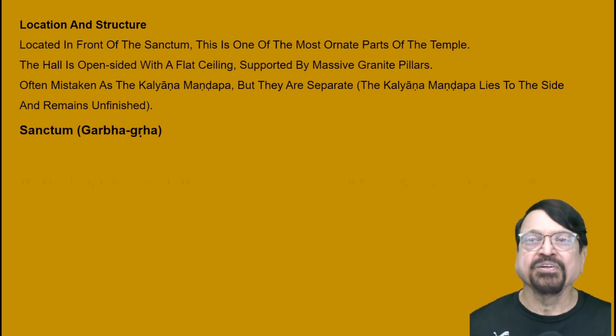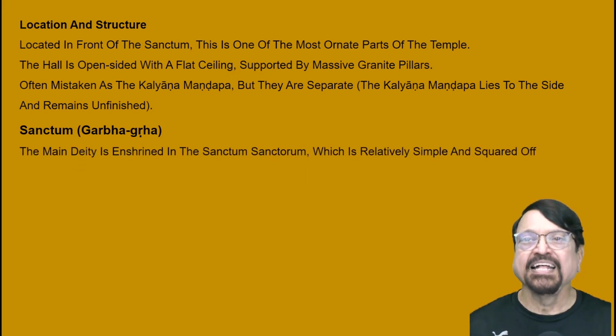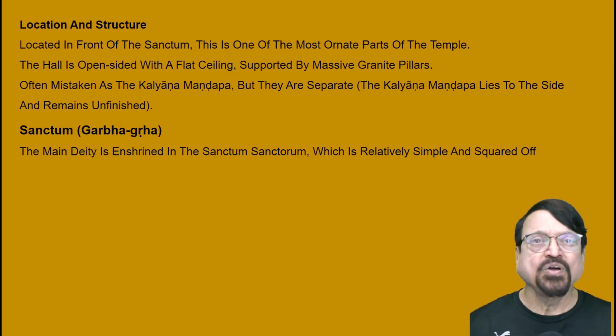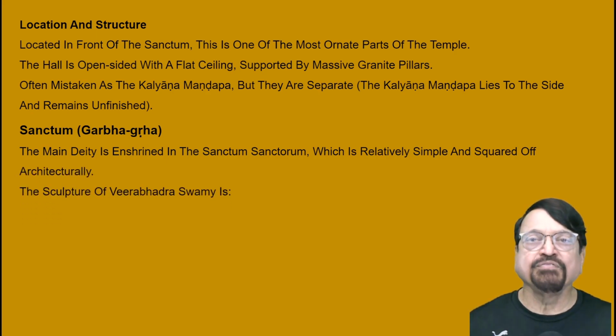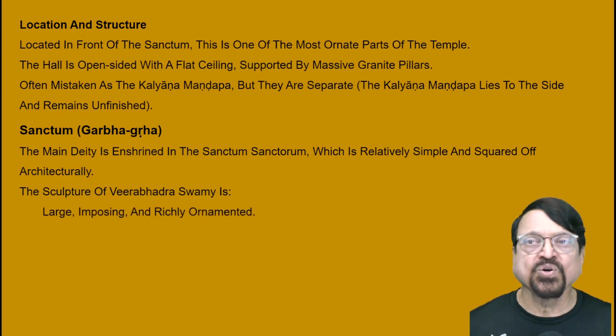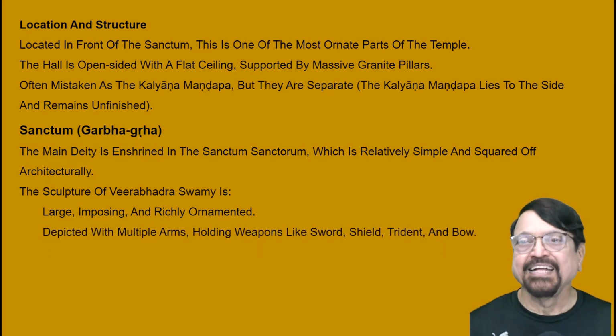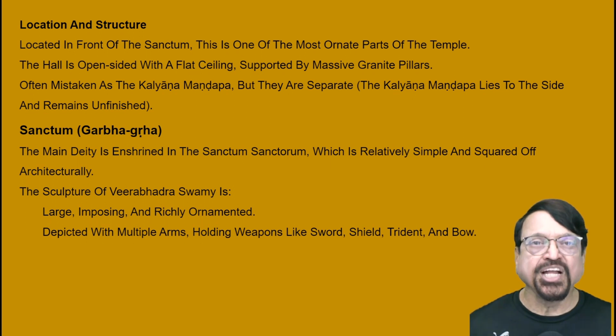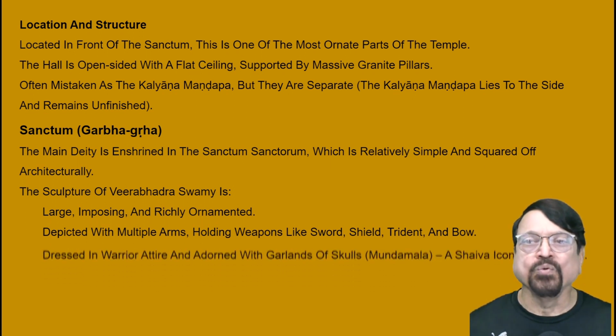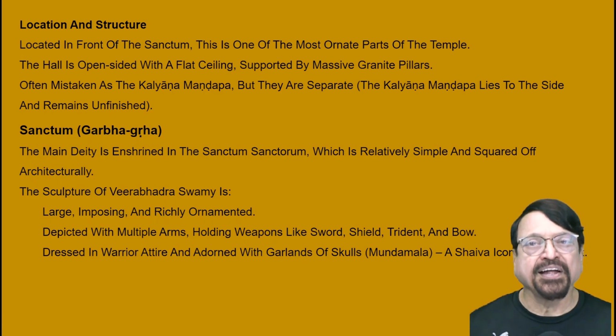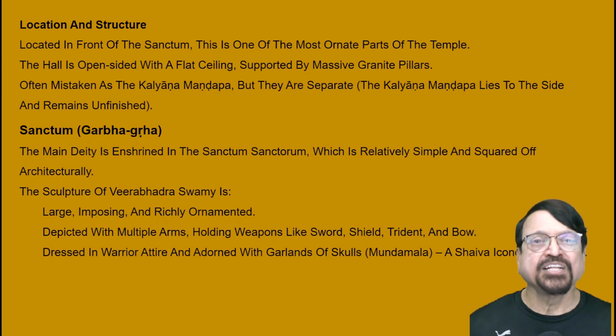Then the sanctum is the Garbhagriha, the main important thing because the deity is here. The main deity is enshrined in the sanctum sanctorum, which is relatively simple and squared off architecturally. The sculpture of Veerabhadra Swamy is there, you can see photographs. It is large, imposing and richly ornate, depicted with multiple arms holding weapons like sword, shield, trident and a bow, dressed in warrior attire and adorned with garlands of skulls.